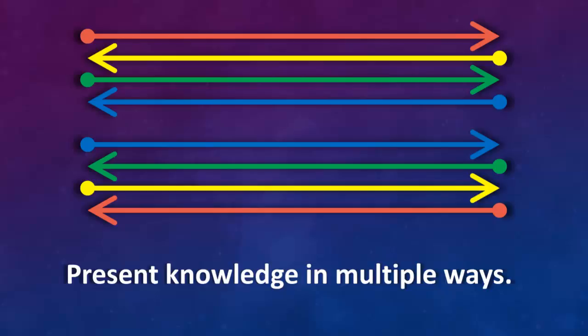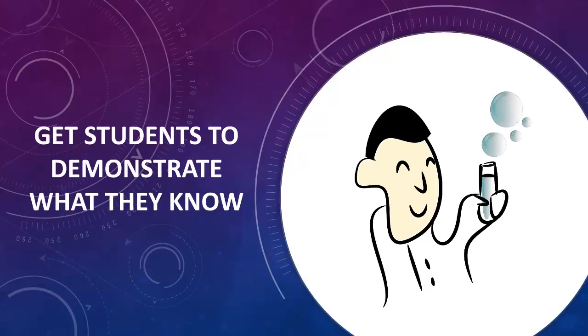As it turns out, if we present knowledge in several different ways at once, we can give access to many more students than if we present knowledge in just one way. So the first UDL guideline might be stated simply as this: present knowledge in multiple ways. But curriculum materials and many teachers who use them often present knowledge in just one way. Many teachers also expect students to show what they know in just one way. This assessment of the typical approach to instruction brings us to the second guideline: getting students to demonstrate what they know.